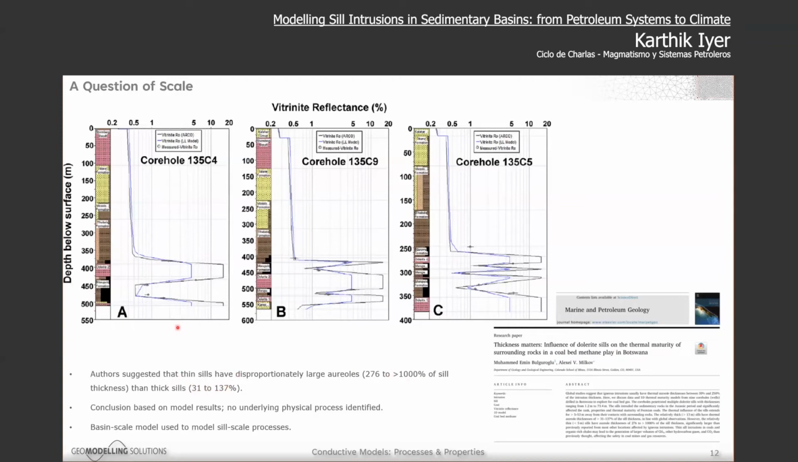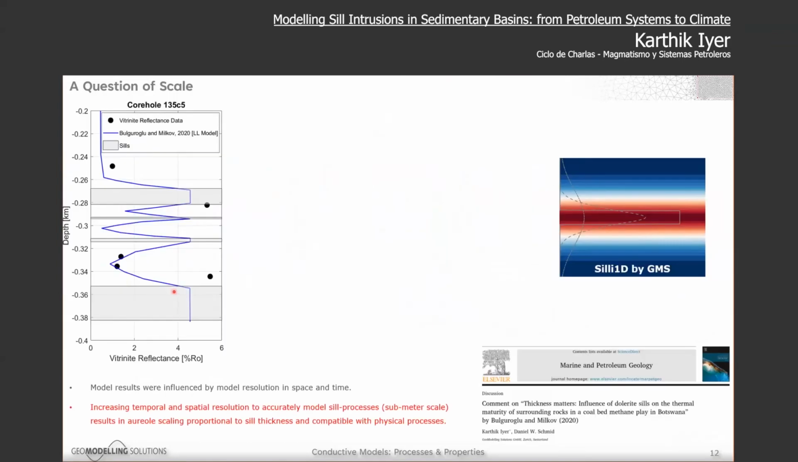The curious thing about this paper was that the conclusion that thin sills have very large aureoles seemed to be based on the model results only. There was no physical process defined that actually does that. So we were a bit confused. And the last clue was that these lines that pass through their vitrinite data look very jagged. They're not smooth. In a purely conductive system, which this basin model tool is, you would not expect such jagged lines. They would be smooth because heat diffusion is a smooth process. So we went and took a look at it and published a comment on it.